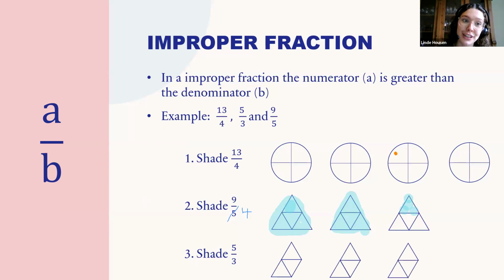So now the final exercise is to shade 5 out of 3. And here I've done it correctly. So now I have objects with 3 pieces. So you can start and cover 5 out of 3.